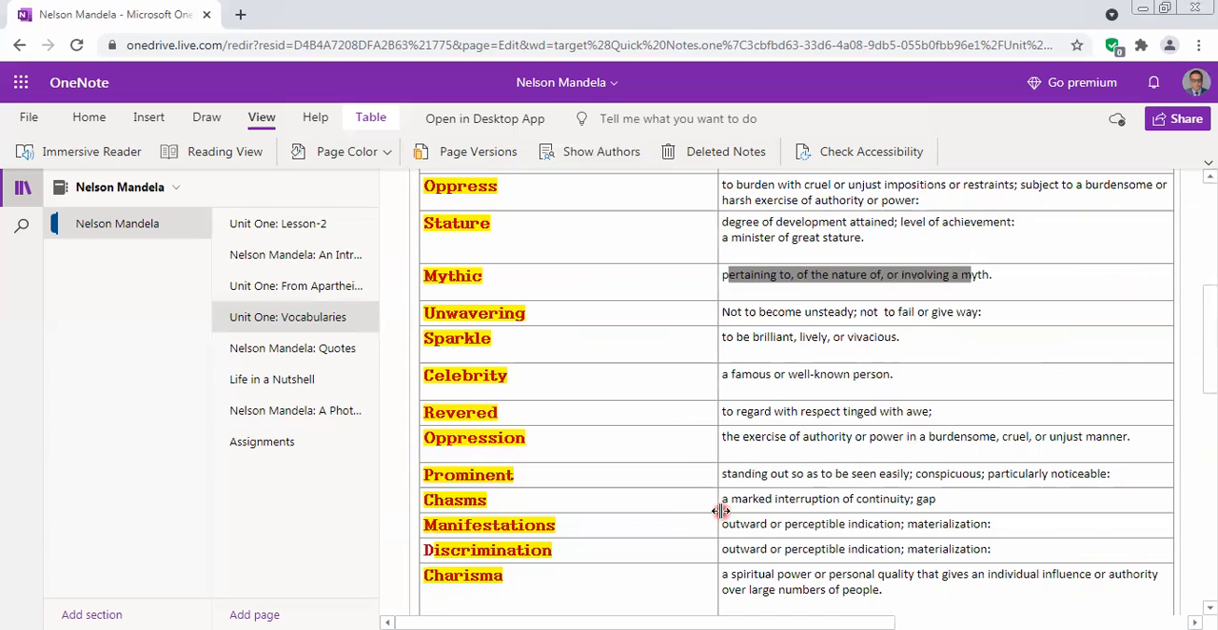Chasms. A marked interruption of continuity, gap. Manifestations. Outward or perceptible indication, materialization. Discrimination. Outward or perceptible indication, materialization. Charisma. A spiritual power or personal quality that gives an individual influence or authority over large numbers of people.